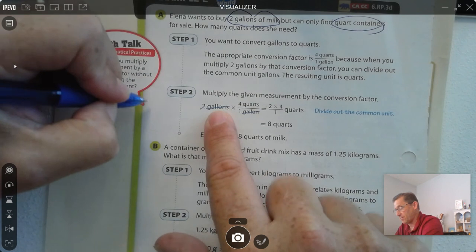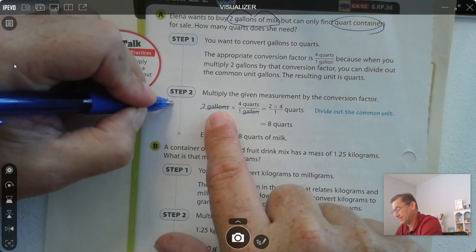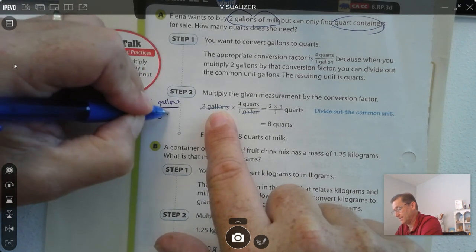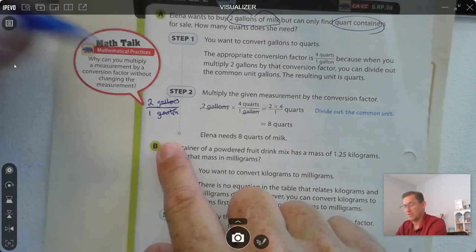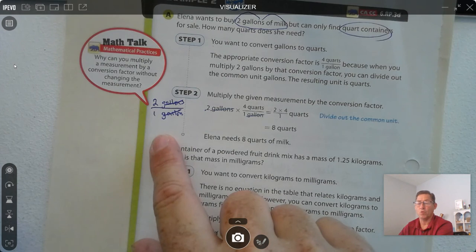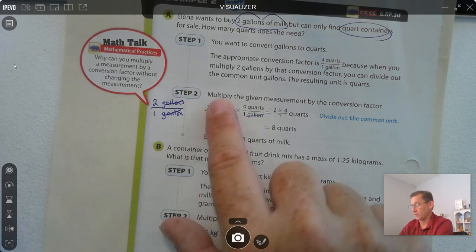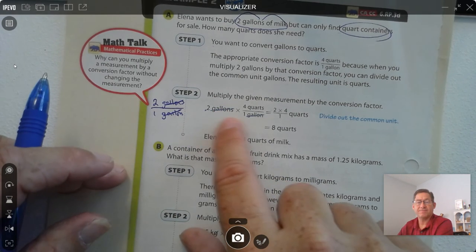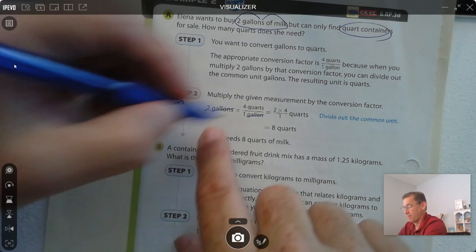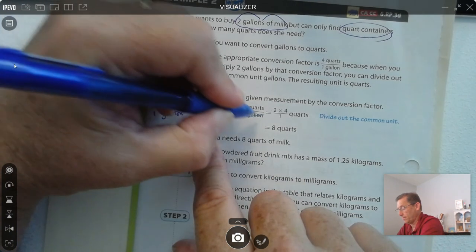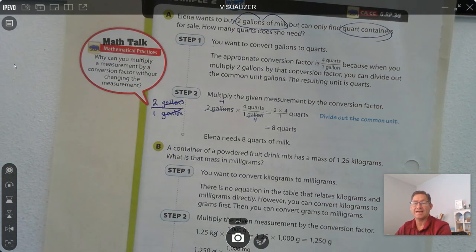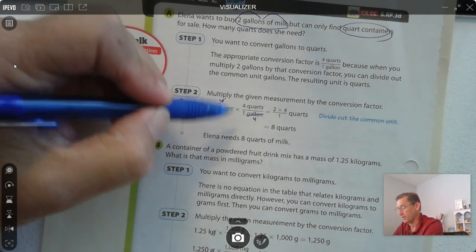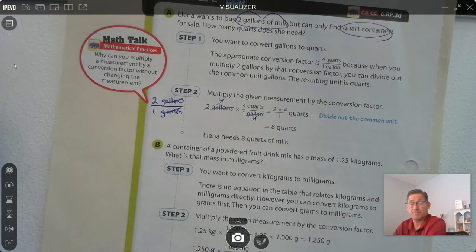Well, if I was to write it like this, 2 gallons over 1 gallon, we could cross out the units and we would just have 2 over 1. So all they're saying here is to think of this as if they were numbers and we had a 4 and a 4 and we were going to reduce or cancel out the 4s. We could divide out the 4s, right, because they're the same. We can do the same thing with units.